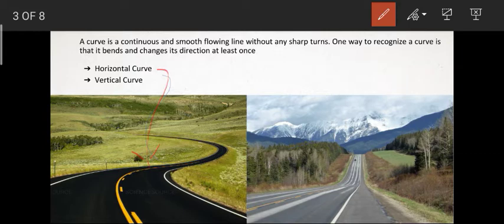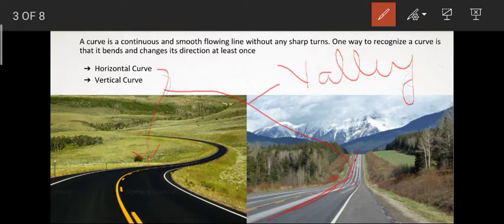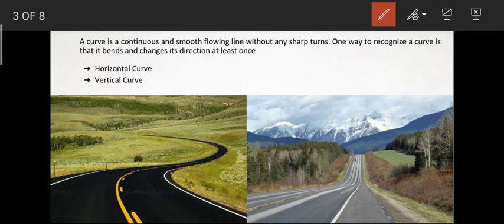It is in the plane, and this is what you can see, right? Again going up, it is coming down, and again going up. This is called a vertical curve, and in the vertical curve, which curve? It is a valley curve, right? It is called a valley curve here, this portion. But did you understand the difference? I've shown you with the example here. So these are the two types of curves.